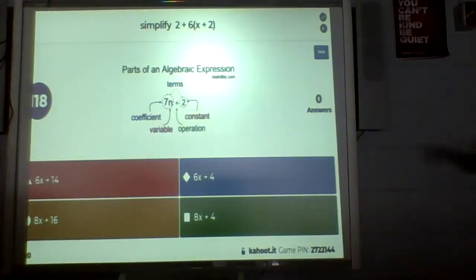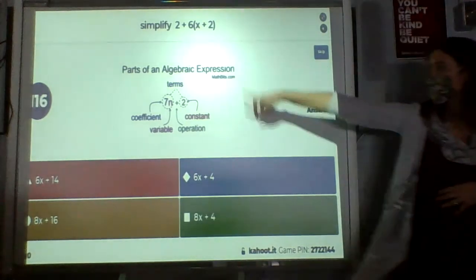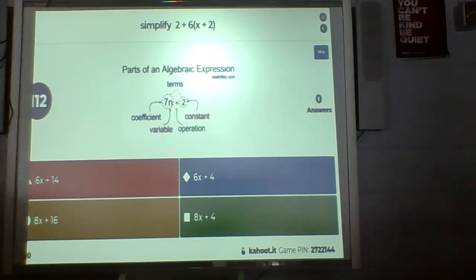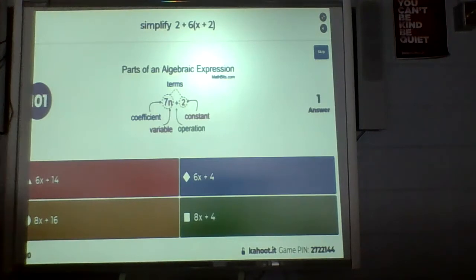This one has distributive properties, so again, it's up there. This has nothing to do with that. So you're going to want to distribute first, and then combine your like terms. Distribute first, and then combine your like terms.